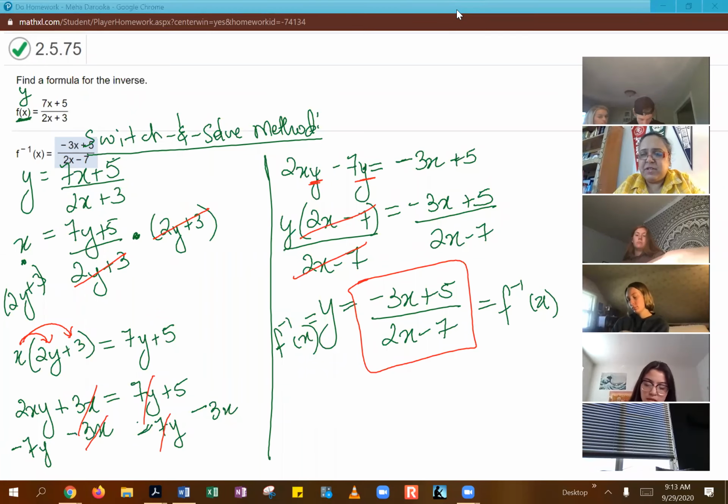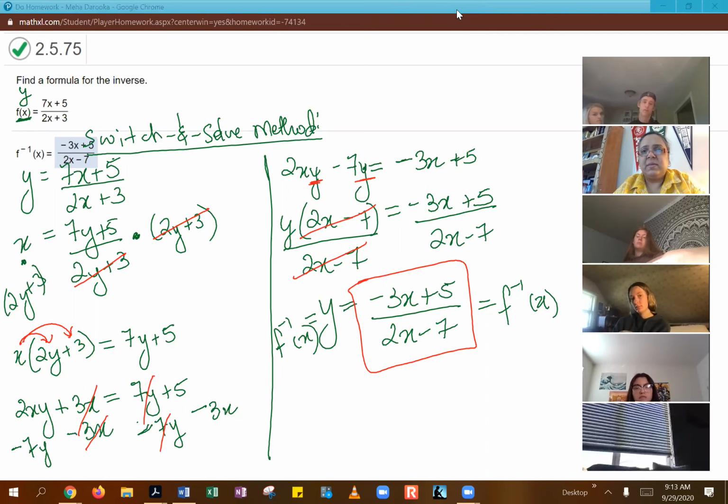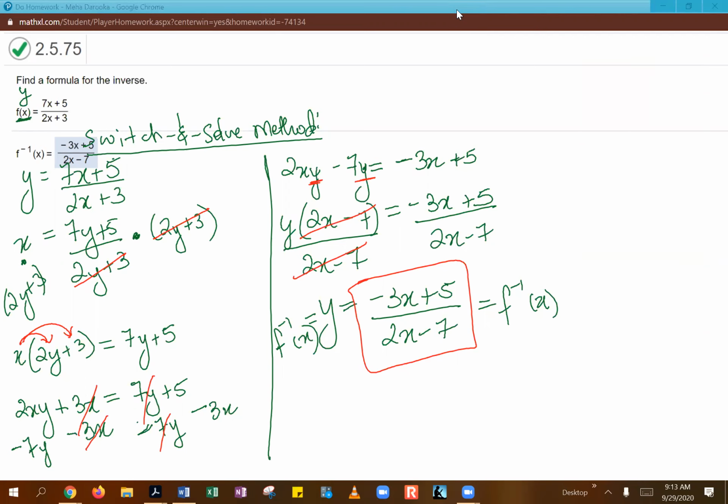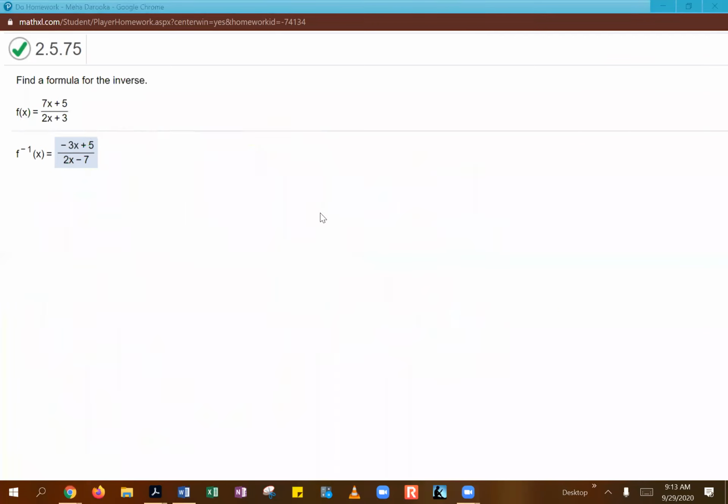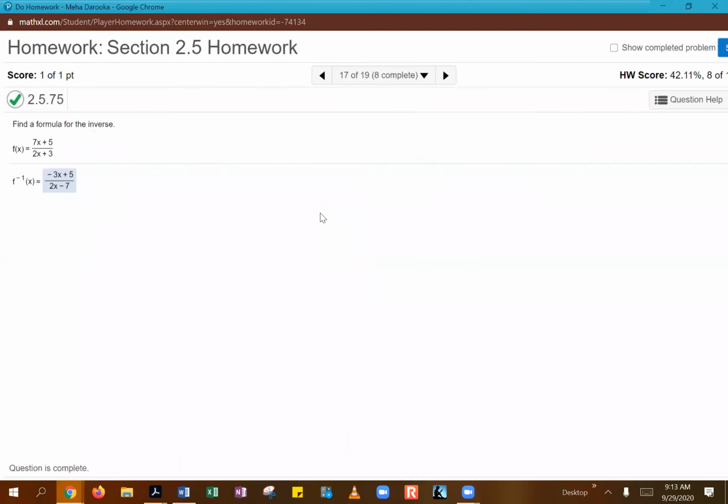Again, it's a little bit of a slow process. We have to be careful when we are going through this math, but as long as you can be a little patient with this, these calculations definitely work out. So that's going to be your process, using the switch and solve method to try and find our inverse function.